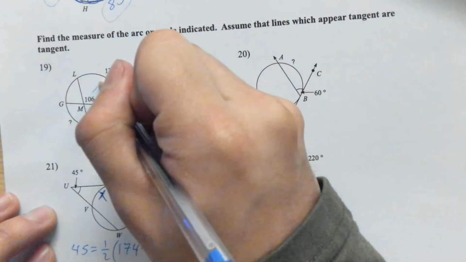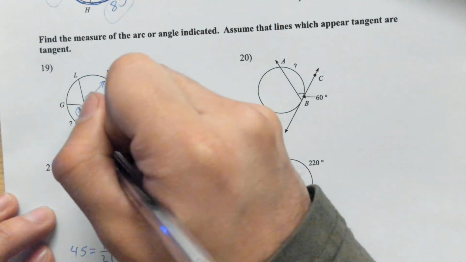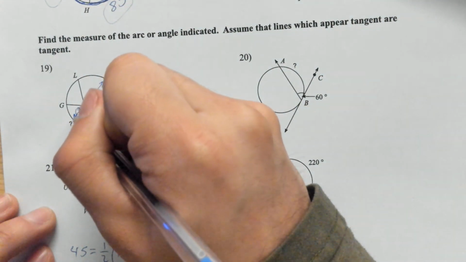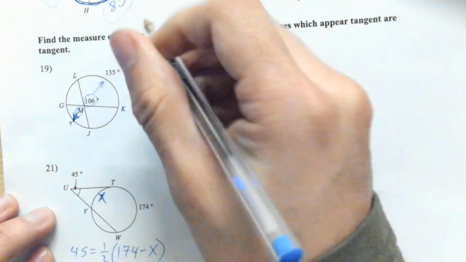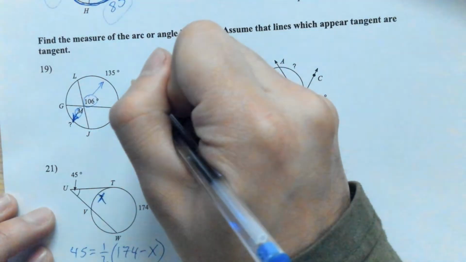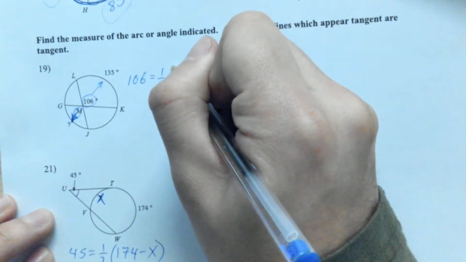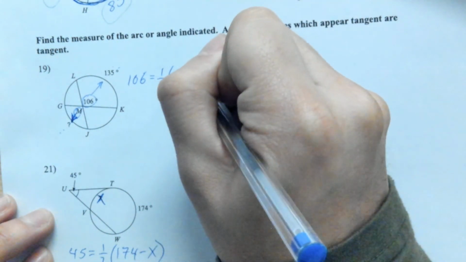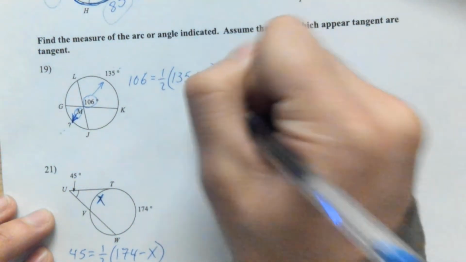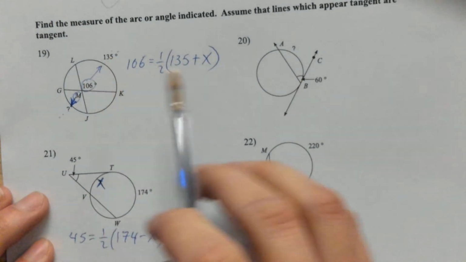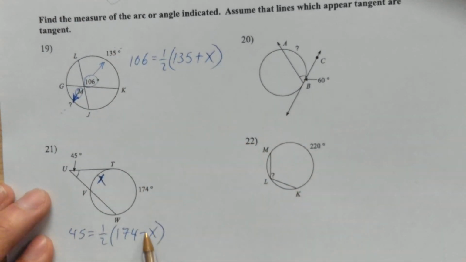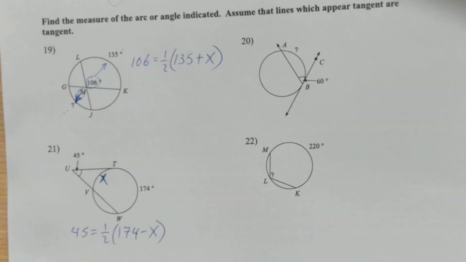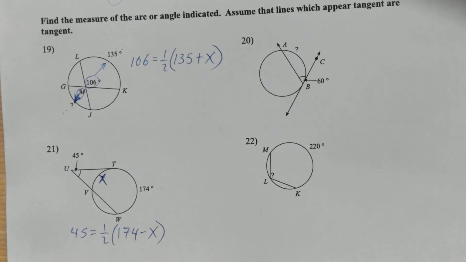This one, remember, to find this angle, which is also this one, you need to use the arcs. So this angle 106 is equal to 1/2 these two arcs added together plus x. Remember, inscribed angle theorem, you add them. Outside angle theorem, you subtract them. That's why this one's adding and this one's subtracting. You just have to know the formulas. Alright.